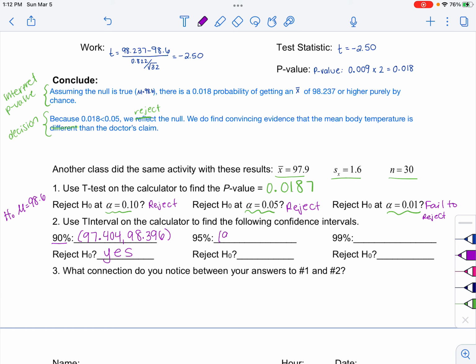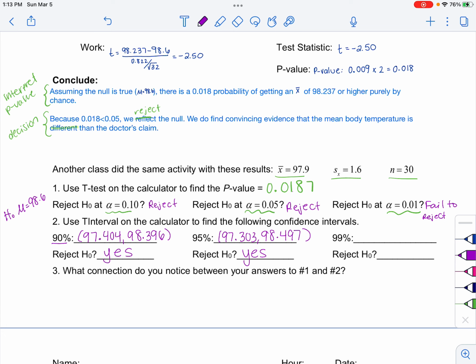And now I get 97.303 to 98.497. Now remember that with confidence intervals, the more confident you are, the wider your interval gets. So our interval has gotten wider, but hasn't gotten wide enough that it now includes the null value. Is 98.6 inside this confidence interval? No. So we choose to reject the null.